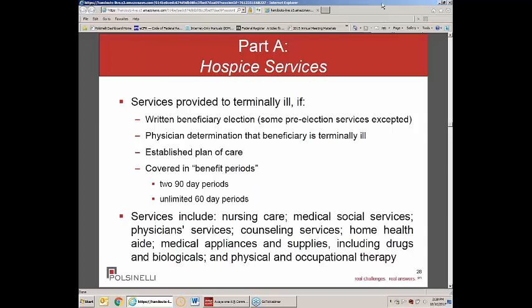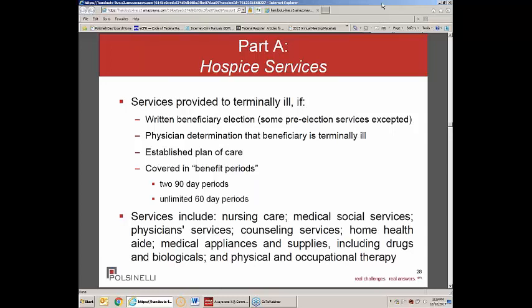There must be an established plan of care, and there are several different benefit periods for this. So you get 2 90-day periods and then unlimited 60-day periods after that. And this, again, is to give an opportunity for physicians and the hospice to have a face-to-face encounter with the patient, reassess, and recertify the need for hospice care, or whether or not they want to relinquish hospice care and go back to straight Part A services and treatment services.